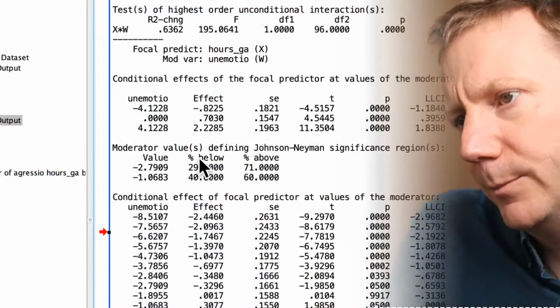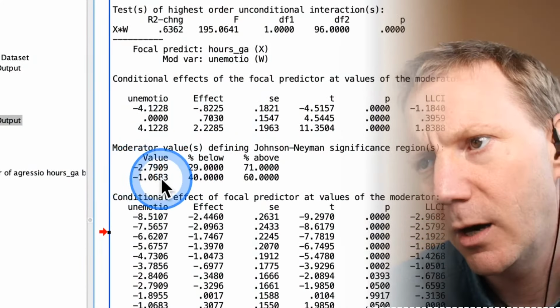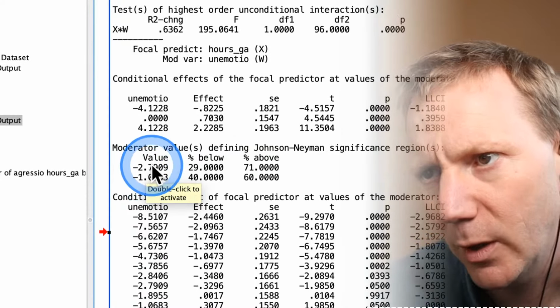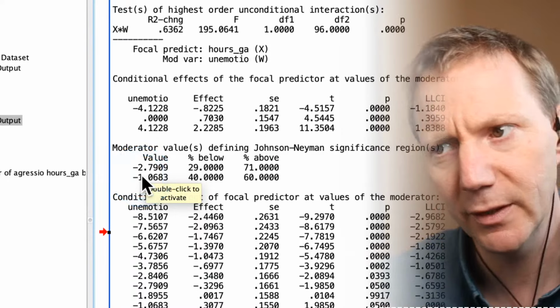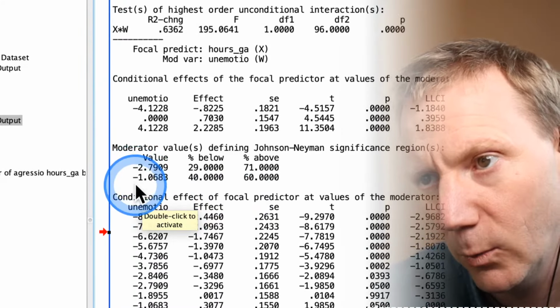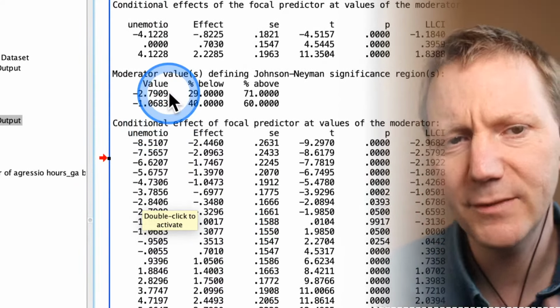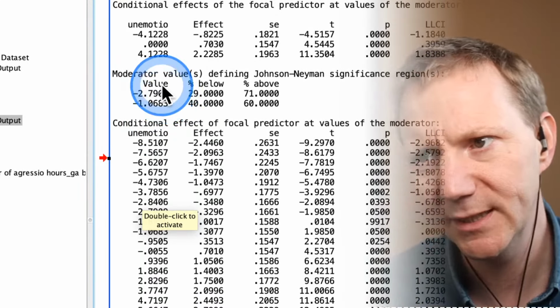So you're always going to have a point where your slope at one point is significant, and beyond, of course, it will also be significant. But if it changes from positive to negative, you will have a point where it's not significant anymore, and then it goes to negative, and then we will find a point where it is significant again. And the Johnson-Neyman values that are shown here are those points. So minus 2.79 is one of those points where we find the value to be significant again. That's on the one hand, and the other is at minus 1.06. This gives us an indication of at which levels of the moderator we find these effects.